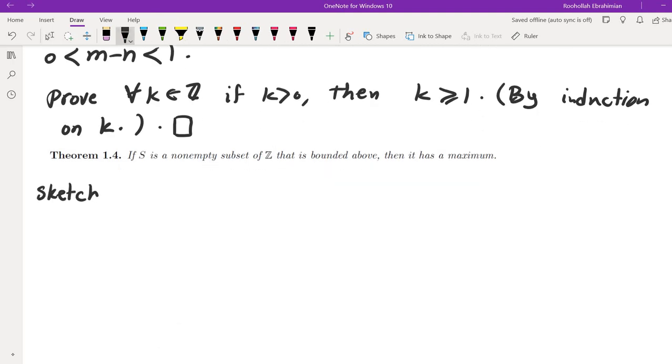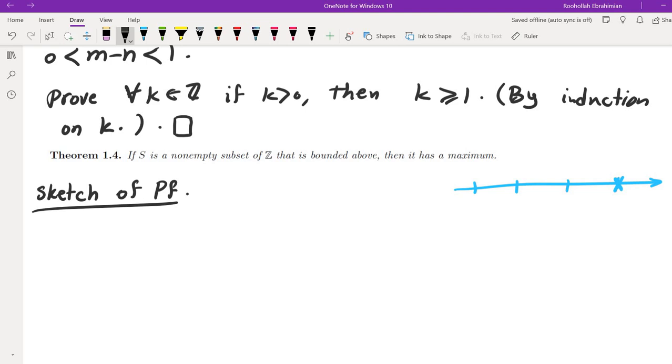Okay, so the next theorem is dealing with the fact that if you have a set of integers, if it is bounded above, then it would have a maximum. And intuitively it makes sense. Because integers are discrete, they go up by 1. So if you have a supremum, if it doesn't go to infinity, then there would be one of these numbers that is the maximum in the set, meaning that it's the largest element of the set.